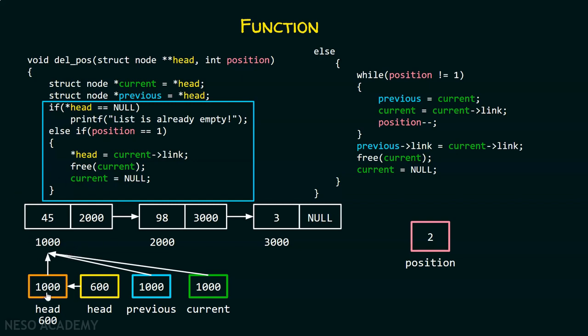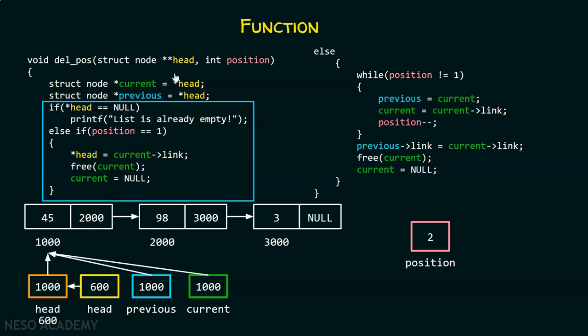First we will update the head pointer of the main function. That is, we will make it point to the second node of this list by using this line of code. Here by using current link we will get this particular address 2000. We will store that address within this head so that it can point to this particular node. And then after that we will use current pointer to free this node by using this free function. And here after that we will update the current by null. With these steps we would be able to delete the first node of this list if position is equal to 1.